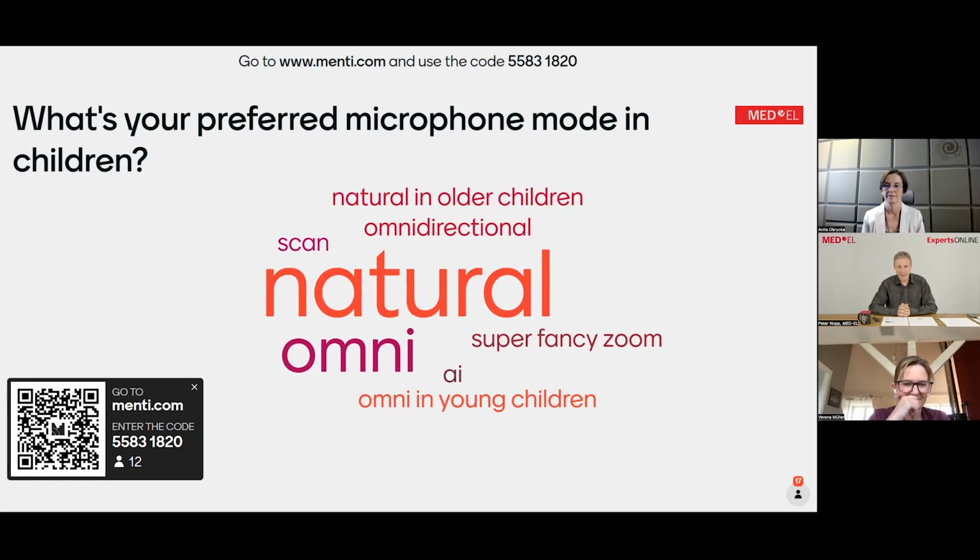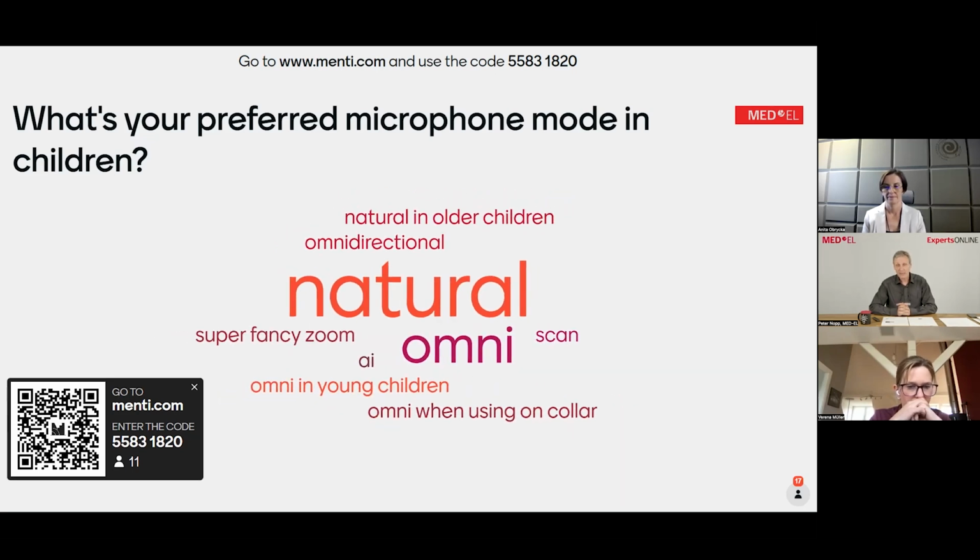Can the person who has entered super fancy Zoom just maybe type into the chat what that is? Is that AB Zoom, or there is Zoom in the Cochlear system, as far as I know. I can't remember whether there is something that's called Zoom in the AB system. However, okay, so it's basically natural or omni, and then a few AI/scan. So that should be a really interesting discussion.